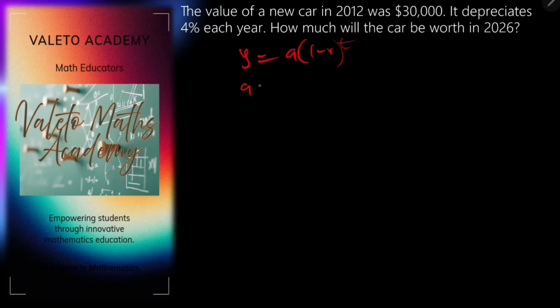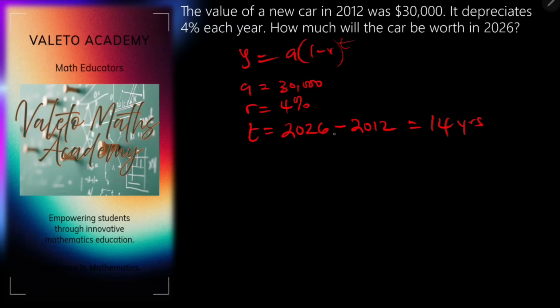We have a to be equal to 30,000 and it depreciates at 4%, r is 4%. How much will the car be worth in 2026? So our time now will be 2026 minus 2012. So how many years is between 2026 and 2012? That is like 14 years. Am I correct? 6 minus 2 is 4. Okay, 14 years. We know that.